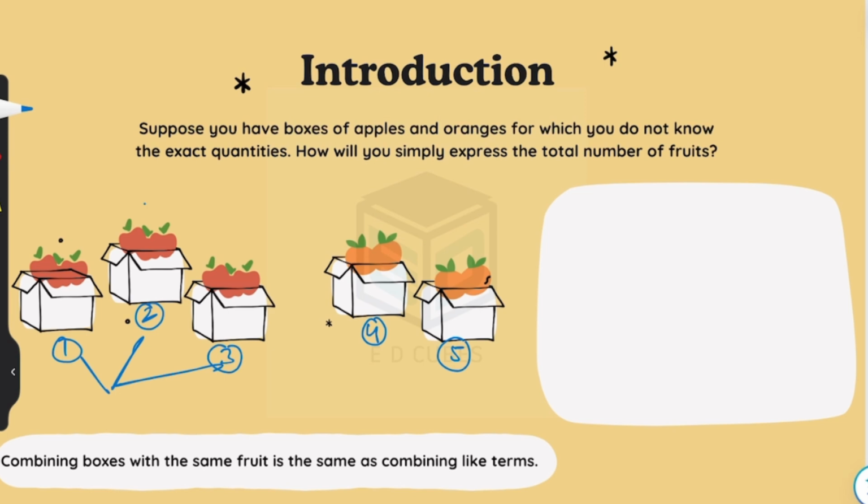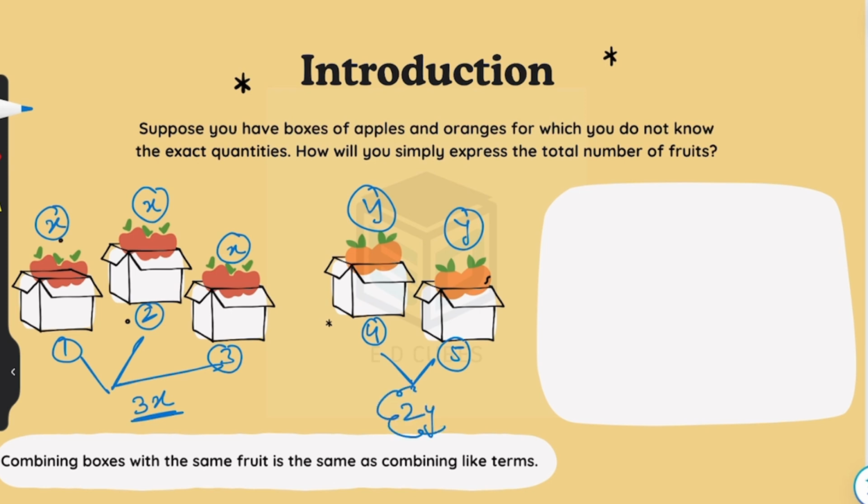So let's say if x number of apples are filled here, x number of apples here, and x number of apples here, then in these 3 boxes the total number of apples will be 3x. Right? Similarly, if y number of oranges are filled in each of these, the total 2y number of oranges will be there. So the total number of fruits will be 3x plus 2y.